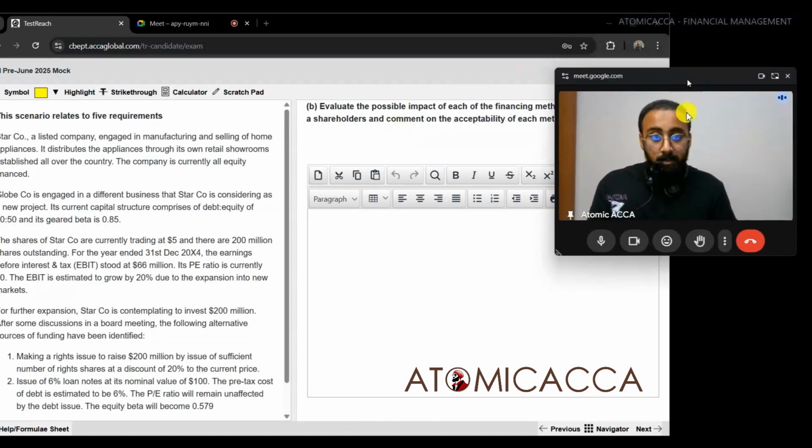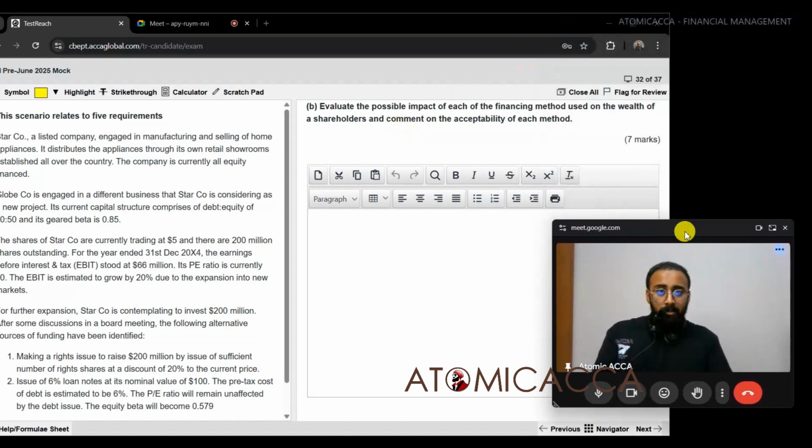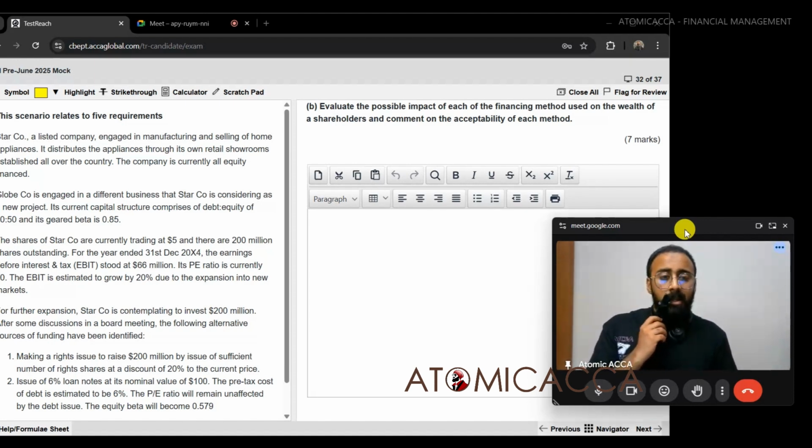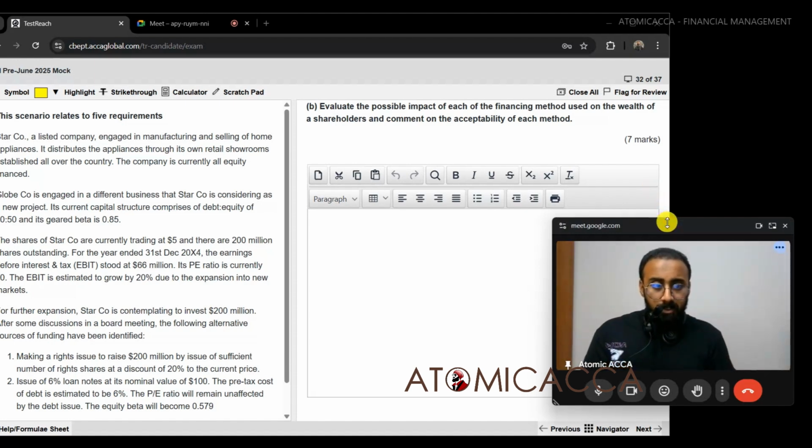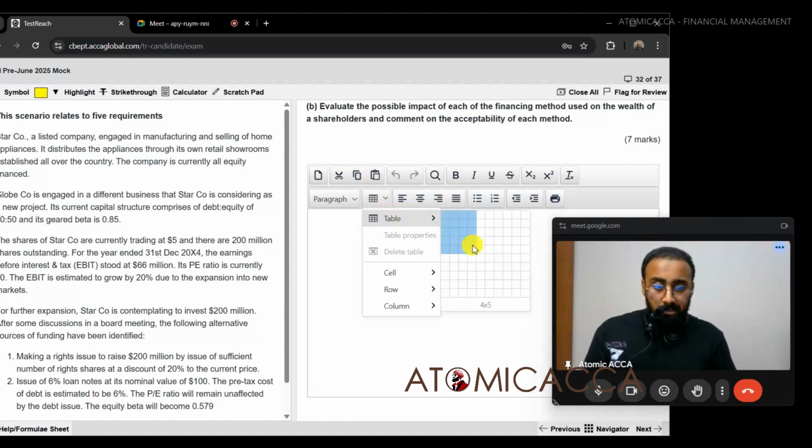Evaluate the possible impact of each of the following methods used on the wealth of shareholders and comment on the acceptability of each method. Now, this is a common thing that we see even in the exam kit questions, where we have multiple sources of finance and we find out the impact of this. Generally we find out how the share prices are going to move. If we had an Excel sheet, this would be easier to present, but since we don't, let's just use a table.